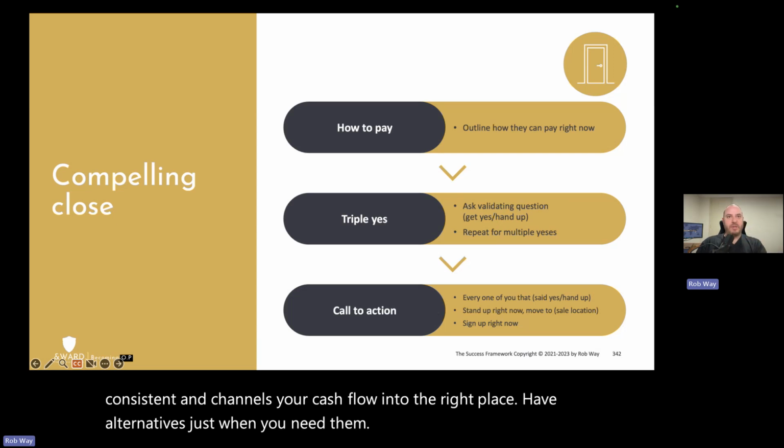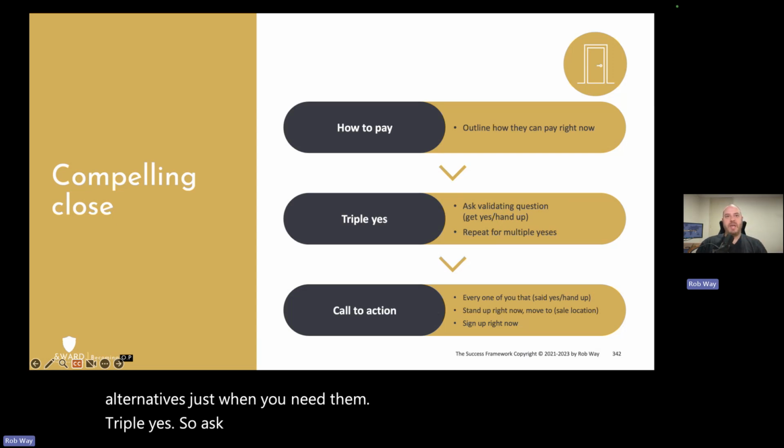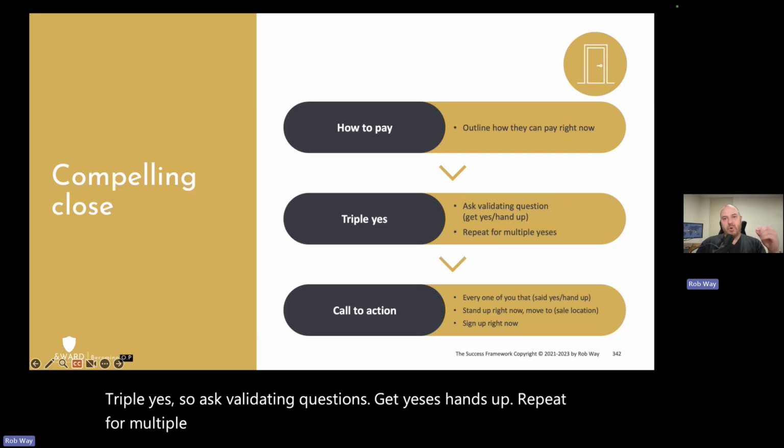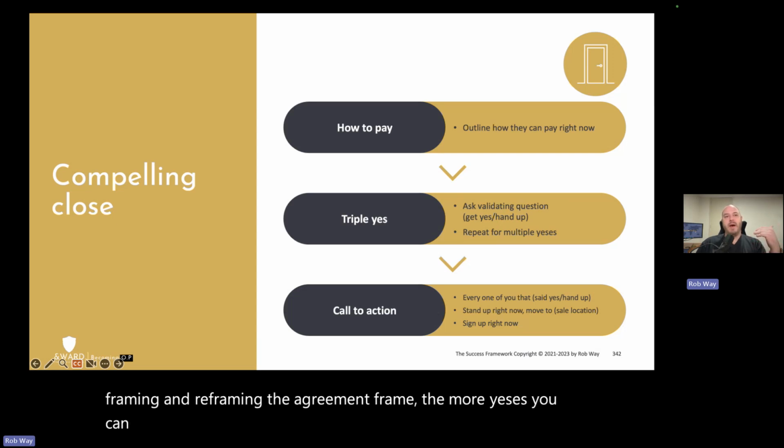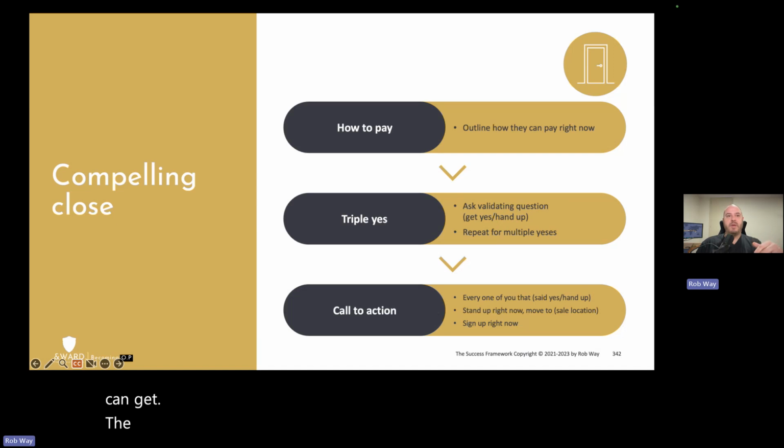Triple yes. So ask validating questions, get yeses, hands up, repeat for multiple yeses. The more yeses you get, think back to the framing and reframing, the agreement frame. The more yeses you can get, the better.